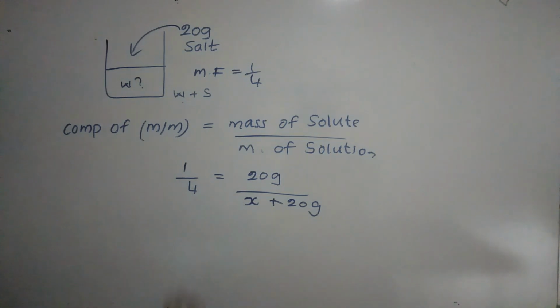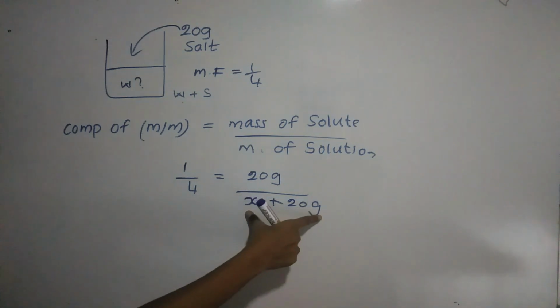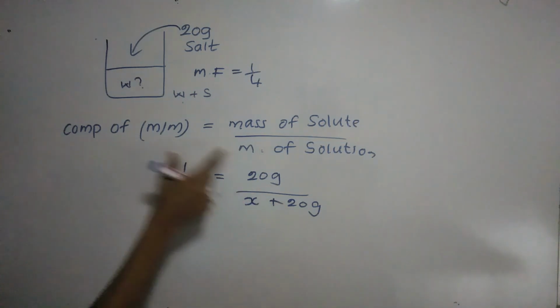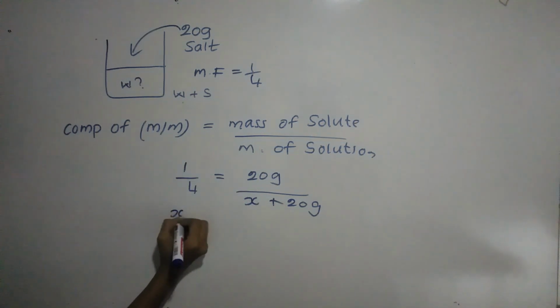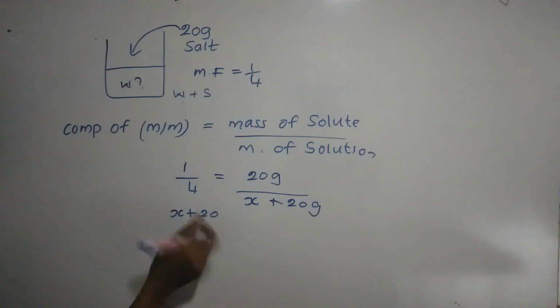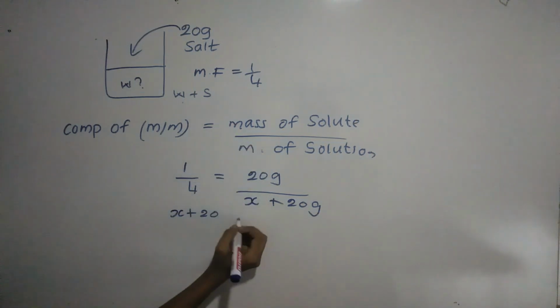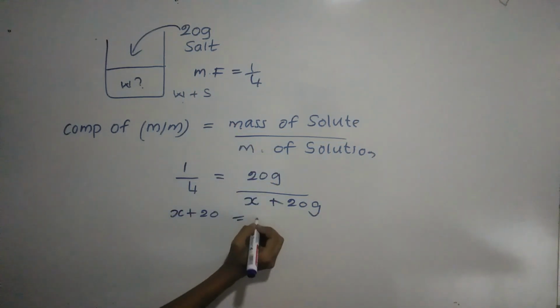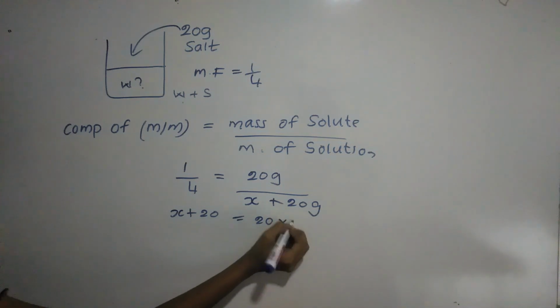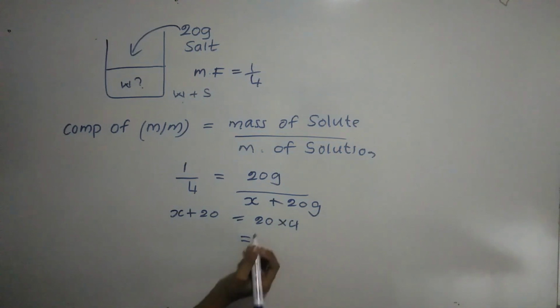Now we are going to solve for X. I will take this X plus 20 to this side. When it comes to this side, it comes up: X plus 20 comes up. And I'm going to take this 4 to that side. When the 4 goes to that side, it goes up. Then 20 into 4, that is 80.